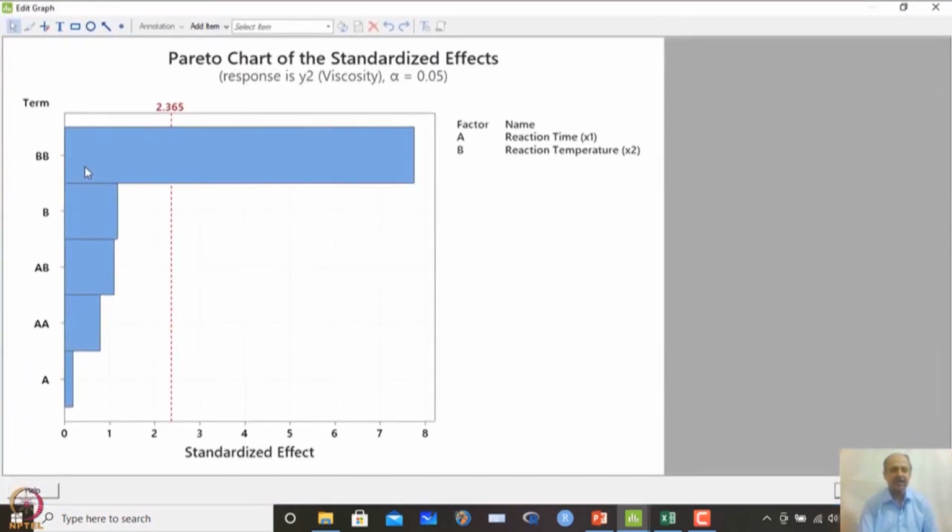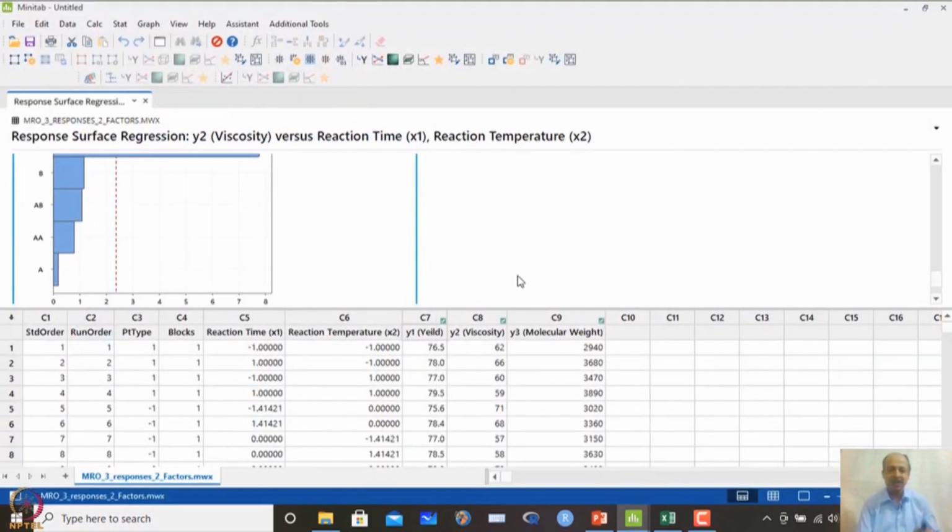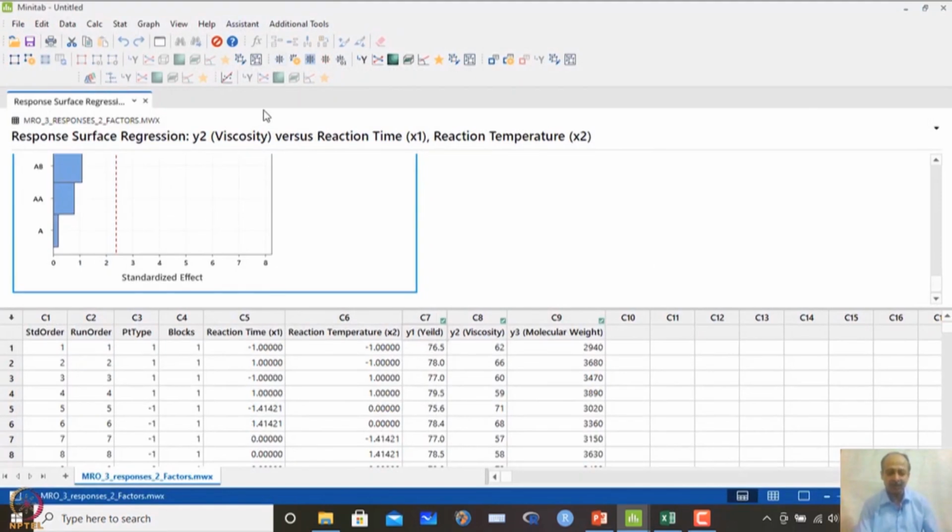In that case also, the Pareto plot shows that only B square is important, but because of that we have to retain B, and we are retaining all the variables, because in Montgomery's example this equation was retained like that. Okay, we can change the equations also, but I am retaining this one. The full quadratic model we are retaining over here.